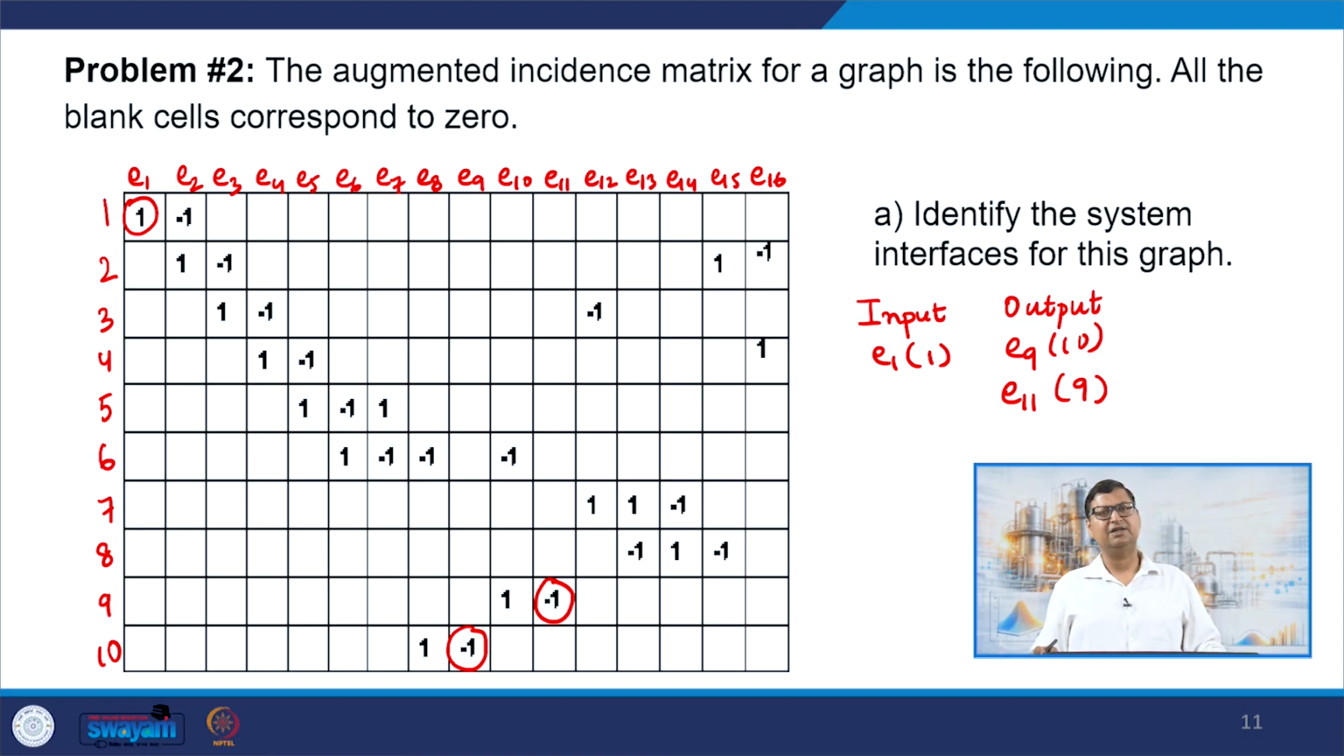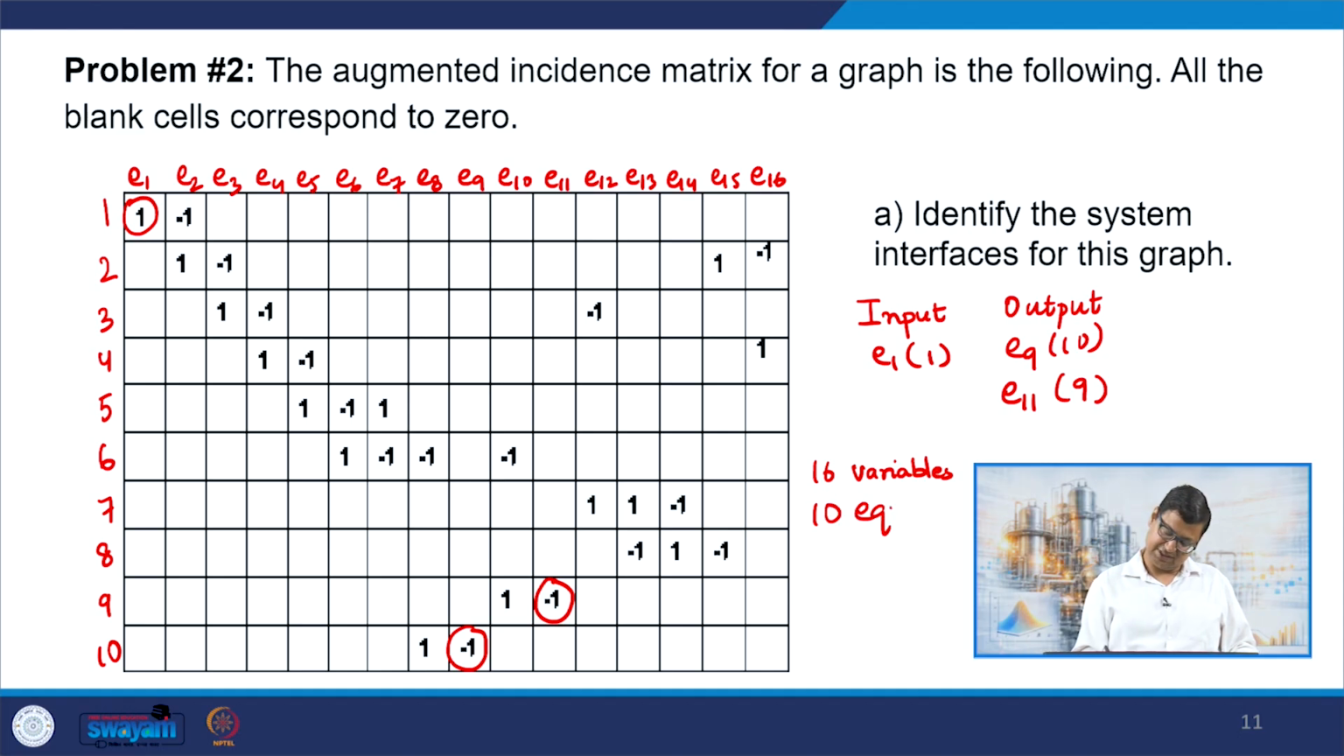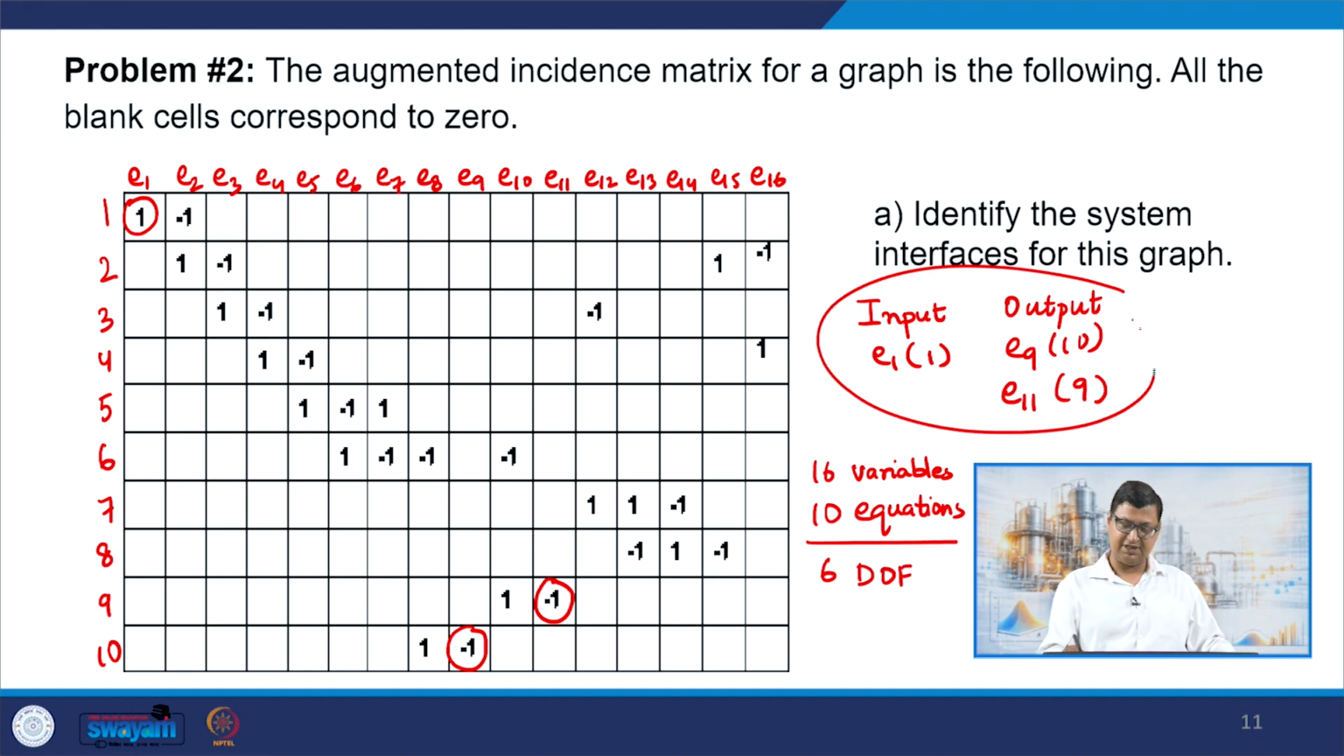Now, let us also look at the degree of freedom for this system. So, we have 16 edges corresponding to 16 variables, and we have 10 vertices corresponding to 10 equations. If it is a steady state, then we have 10 steady state balance equations. So, my degree of freedom is 6. If we, for example, choose these three interface variables as given as per the common practice, we still have the liberty to choose three other variables as given, right.